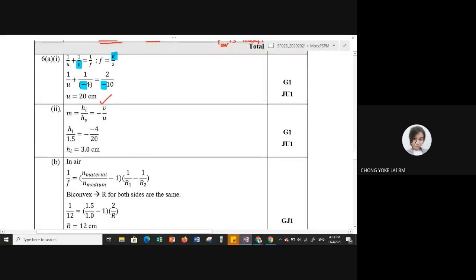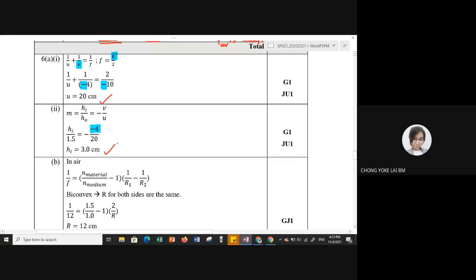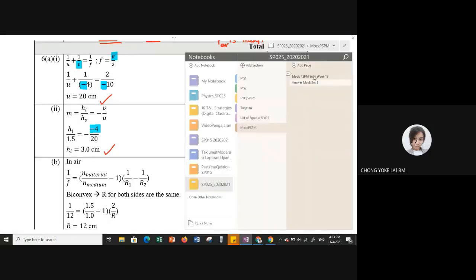Then the magnification, M is HI over H naught equal to negative V over U. So we want to find the height of the image. So height of the object is 1.5 centimeter. So V is negative 4. Always bear in mind, when we do substitution, we include the sign convention. Virtual image. So the V is negative. So when we do calculation correctly, we will get the height of the image is 3 centimeter. Okay, so gantian 1 markah, jawapan unit 1 markah. So 4 markah. Okay, then we move on to question B.